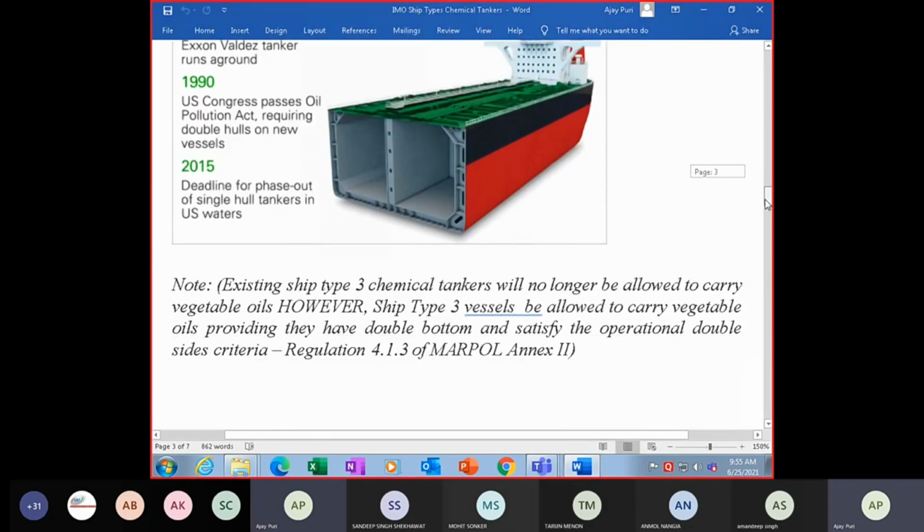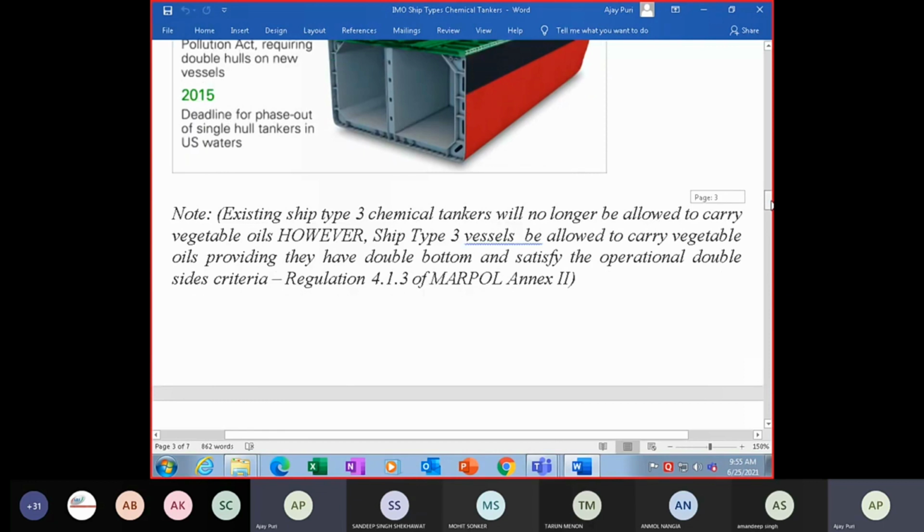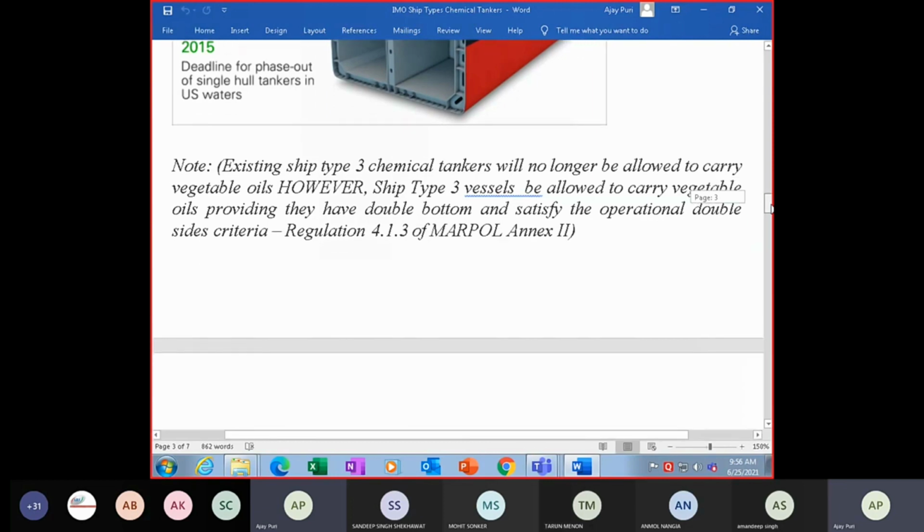Now type 3 जो है chemical tankers without double hull will no longer be required to carry vegetable oils because vegetable oil is coming under category Y. Type 3 vessels will be allowed to carry vegetable oils provided they have double bottoms and satisfy the operational double side criteria, because any ship more than 5,000 tons require double hull.